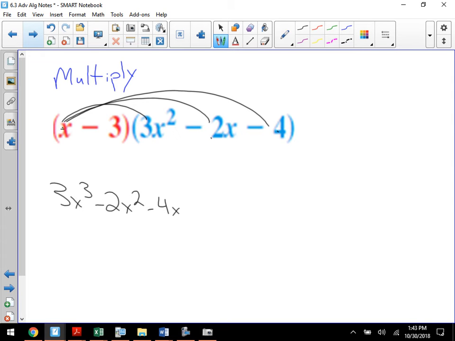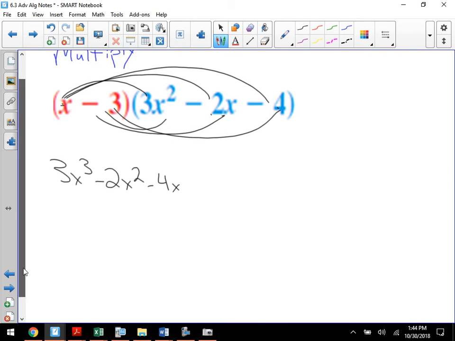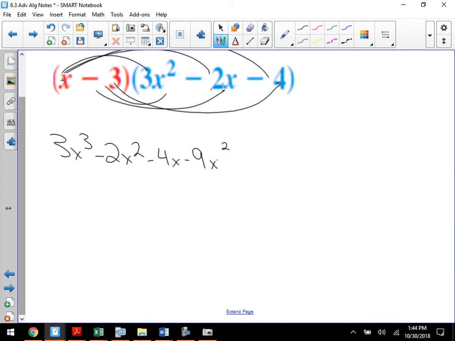And then I do the same thing with my arrows, but instead of being on the top, I'm going to draw my arrows on the bottom. To remind myself to hit all 3 of those. Negative 3 times the 3x squared gets you negative 3, negative 2x, and negative 3 and negative 4. I almost forgot the x. And then lastly, it's combine like terms. Always put your answers into a descending order.